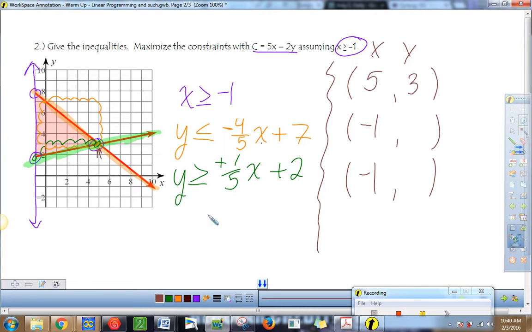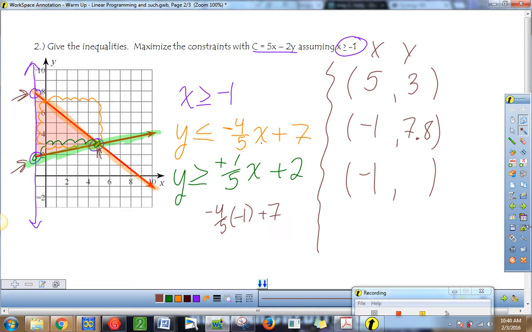Right? So negative 4/5 times a negative 1 plus a 7. It's going to be a positive 4/5. 0.8. What makes you happy? 0.8. What's 0.8 plus 7? 7.8. I don't care if you give me decimals. It's fine. So that's this coordinate right here. So how do I figure out this guy?